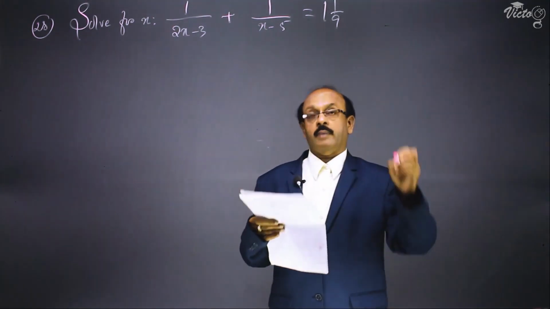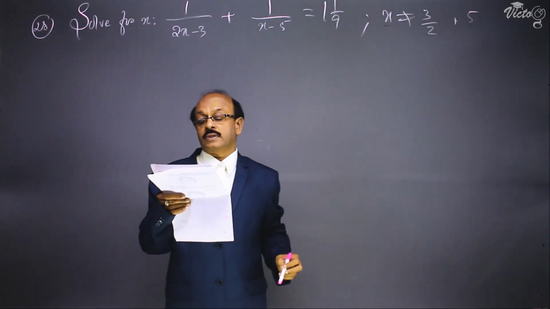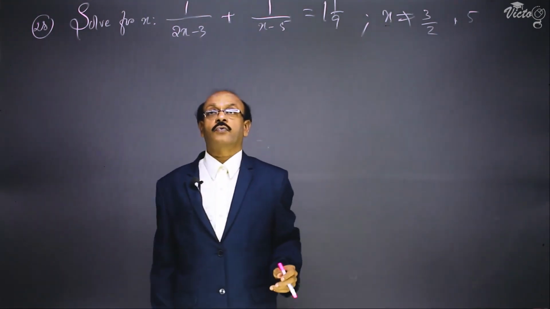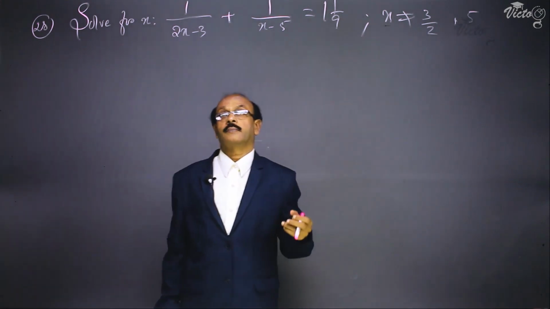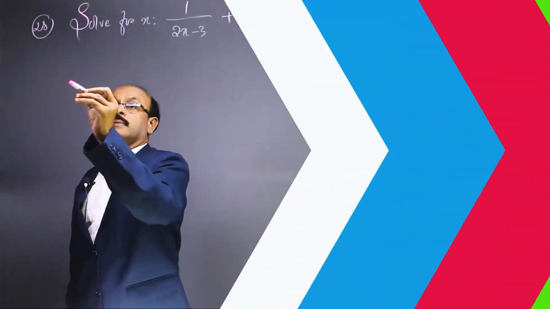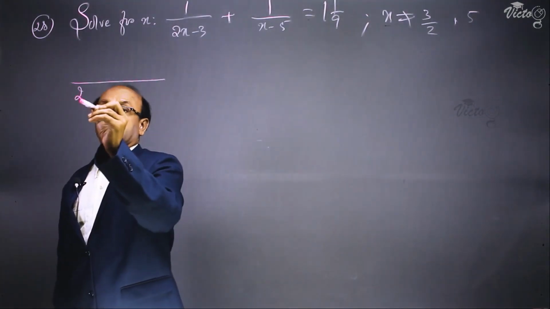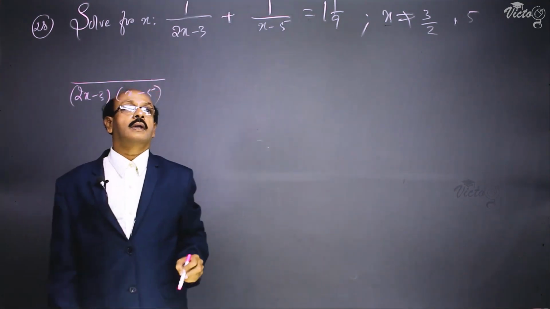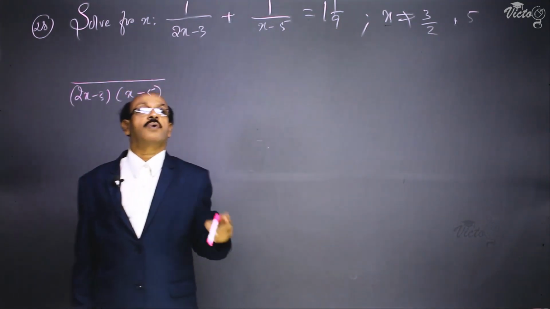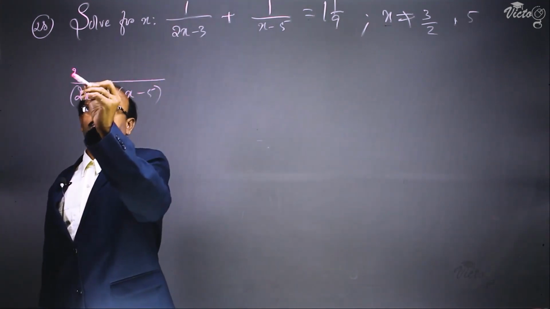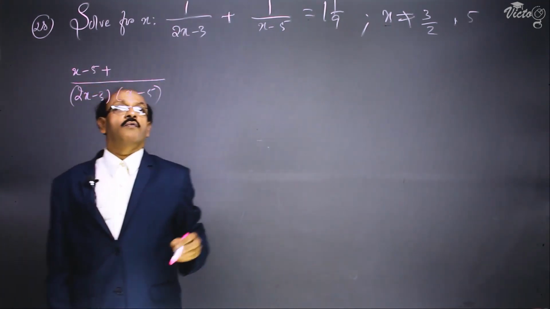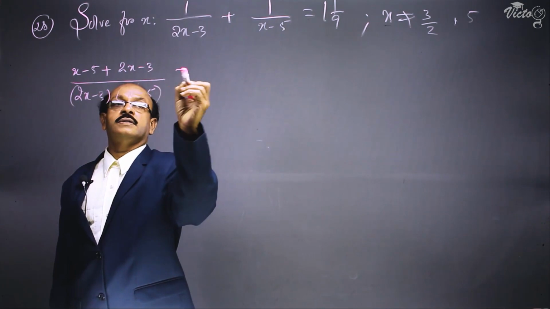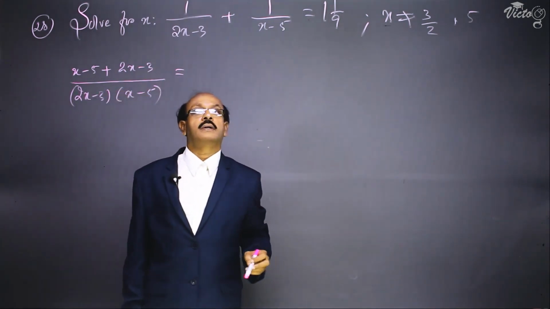x is not equal to 3 by 2. We have to solve this equation. For that, first of all, we have to find the LCM and then cross multiply. LCM is (2x minus 3) into (x minus 5). Then on cross multiplication we will get 1 into (x minus 5) plus 1 into (2x minus 3), it is 2x minus 3 itself, is equal to 1 and 1 by 9.